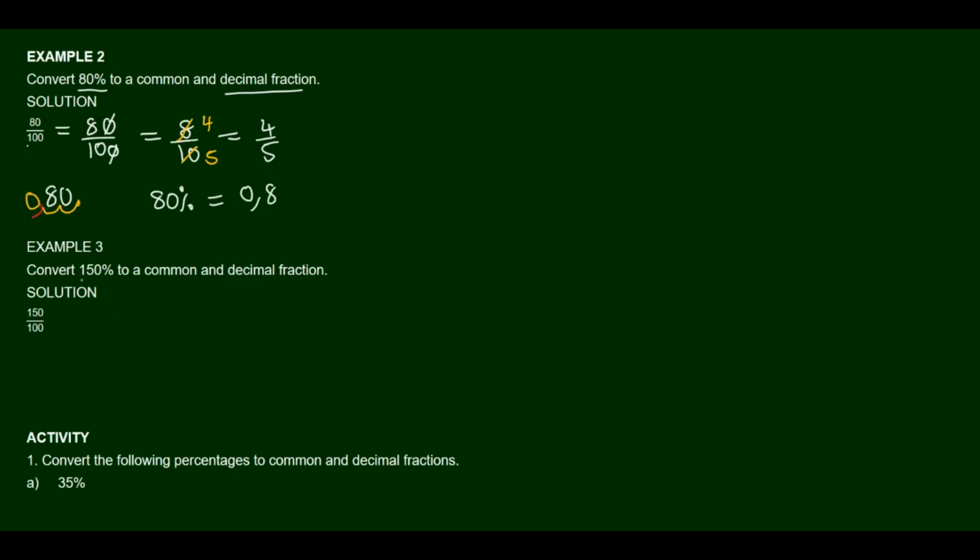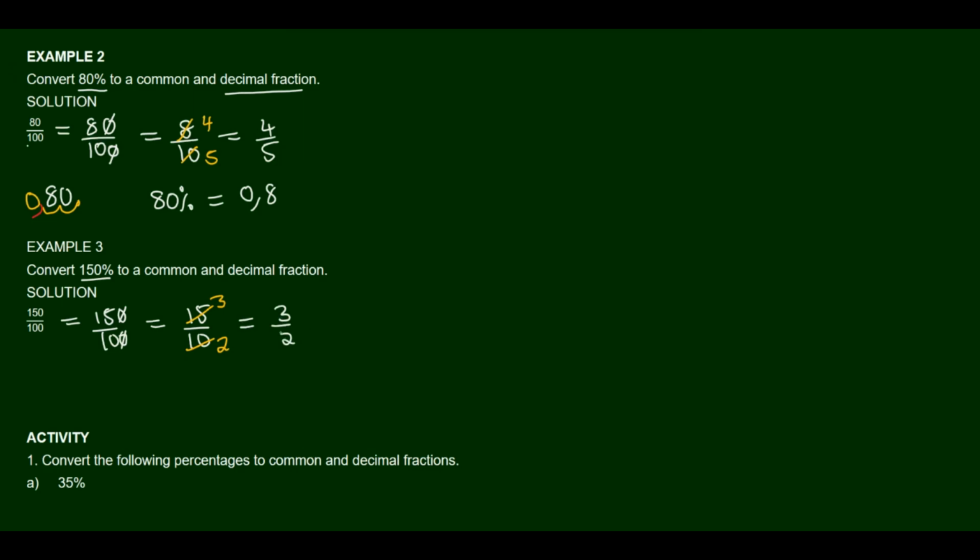150%, again, same thing. We write 150 over 100. Divide by 10. Cancel the 0. Cancel the 0. We are remaining with 15 over 10. Then the highest common factor between 15 and 10 is 5. So we divide 15 by 5, we get 3. We divide 10 by 5, we get 2. So the answer is 3/2.